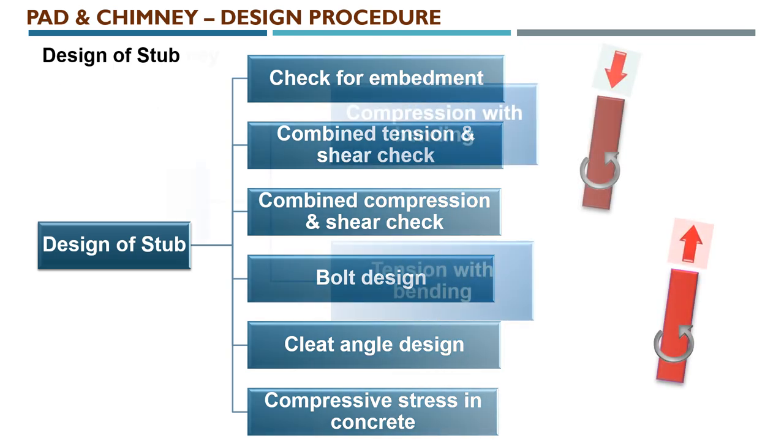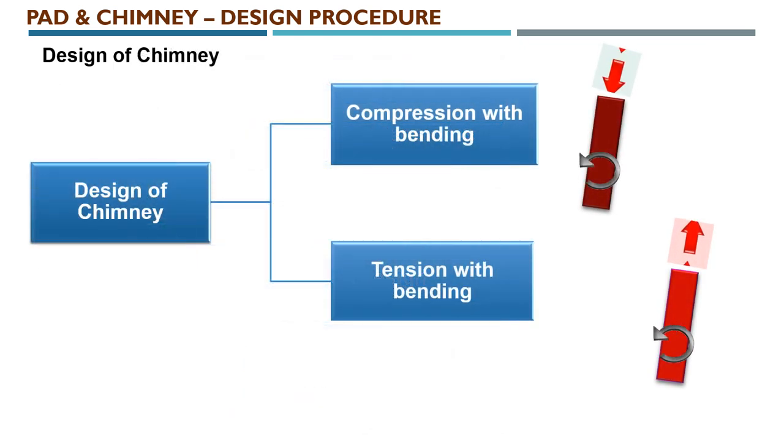Next one is the design of chimney. This design of chimney used to have two steps. One is compression with bending, another one is tension with bending. For these two criteria, we need to check the member capability, and according to that, reinforcement to be designed.